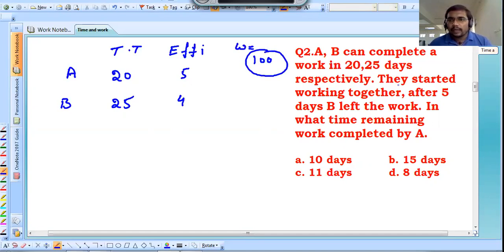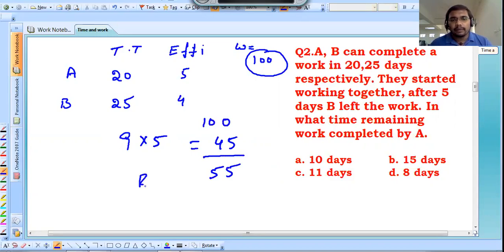So now what they are saying is they started working together. That means both A and B started working together. They are completing 9 units per day. One day they are completing 9 units. But what is the question given? 5 days. After 5 days, B left the work. That means they worked for 5 days. How many units are completed? 45. Out of 100, 45 is completed. Remaining is what? 55. Remaining 55 units are there.